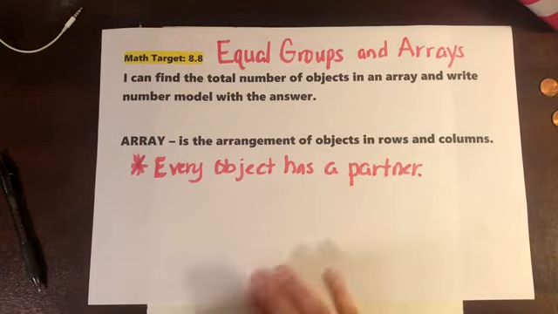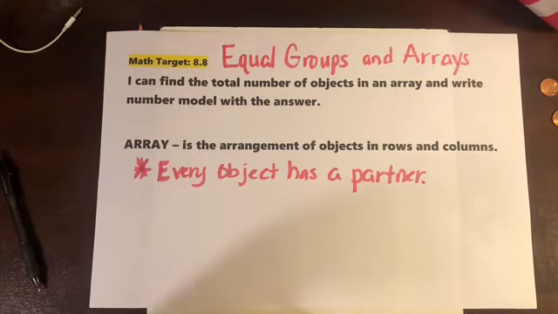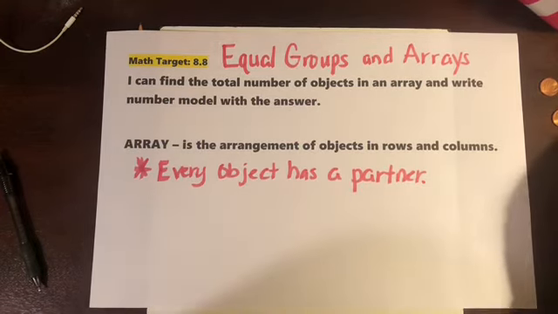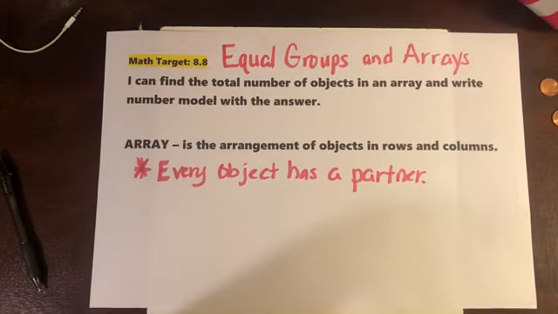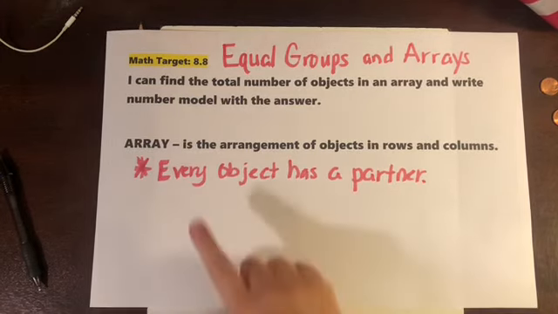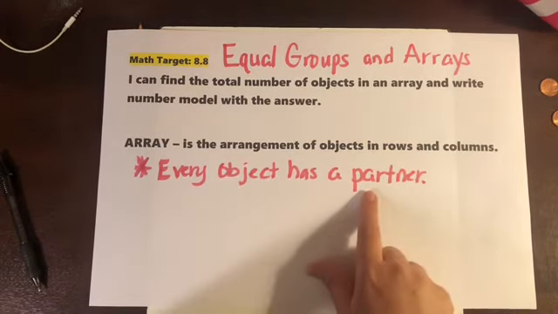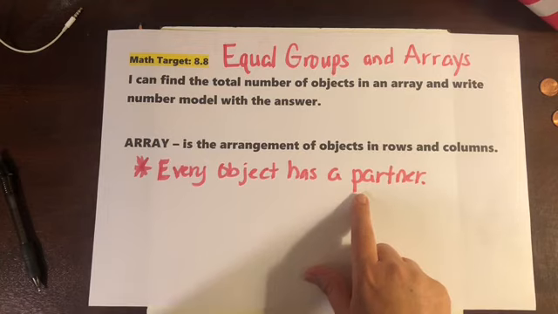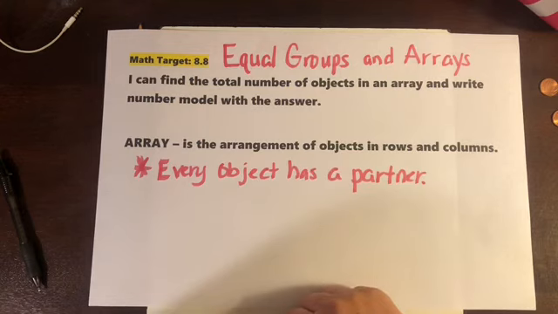All right, before I forget and leave you to go finish page 210, I wanted to remind you, what is our target for today? I can find the total number of objects in an array and write a number model with the answer. So that was what we were doing when we were building our arrays, making sure everything has equal groups, and to be able to write a number model, starting with your rows, counting by your rows. And remember, an array is an arrangement of objects in rows and columns, but every object has to have a partner. So if you have extras, you have not built an array that has equal groups. So you want to make sure that you're building equal groups with your arrays.